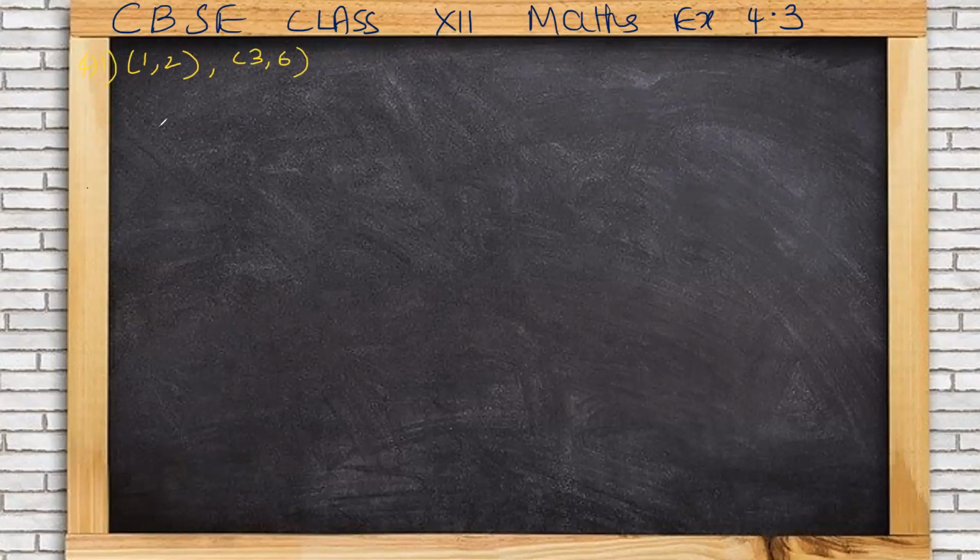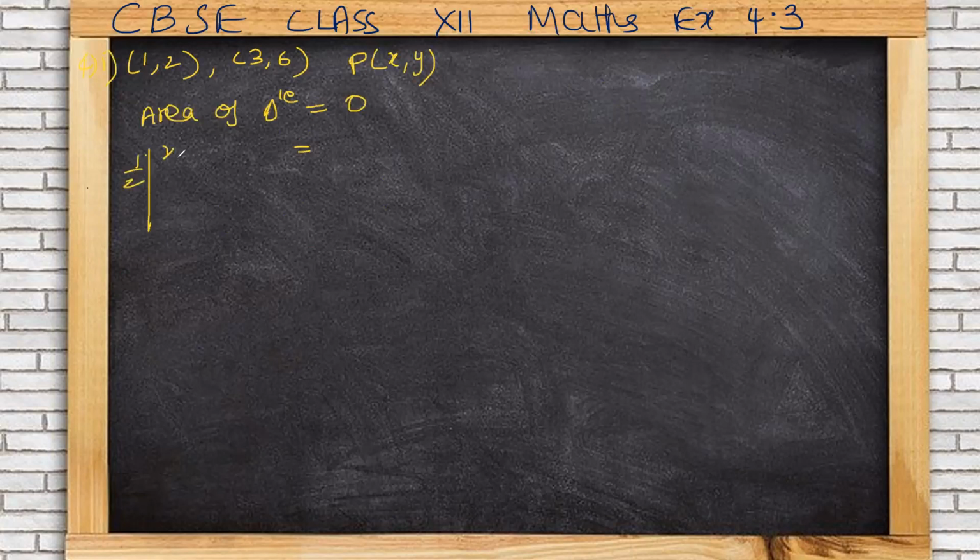The same formula. We are going to take the area of triangle equal to 0, because this is the line joining the points, and we are going to consider this last point as x comma y, and these are collinear, so the area of triangle will be 0. And the formula: half into determinant of x1, y1, x2, y2, x3, y3, and the last column is 1. The right side will be 0 because it is known that the area of triangle will be 0 for collinear points.